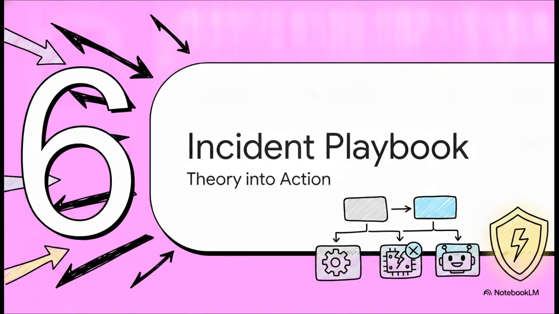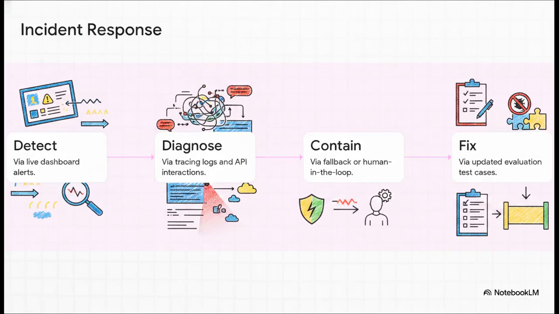And that brings us to our final section, the incident response playbook, turning theory into action. This is the highly practical finale where we cover exactly what to do when an agent fails in production. Let's see how this builds into a tangible framework you can implement literally today. Because we've talked a lot about preventing failure, but in the real world, things are eventually going to go wrong.